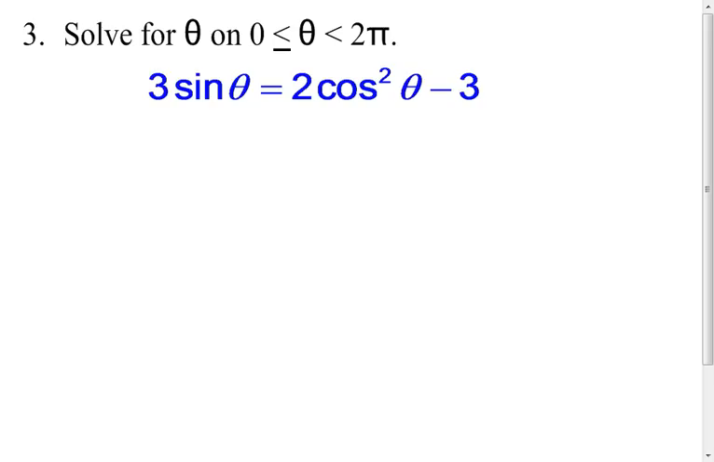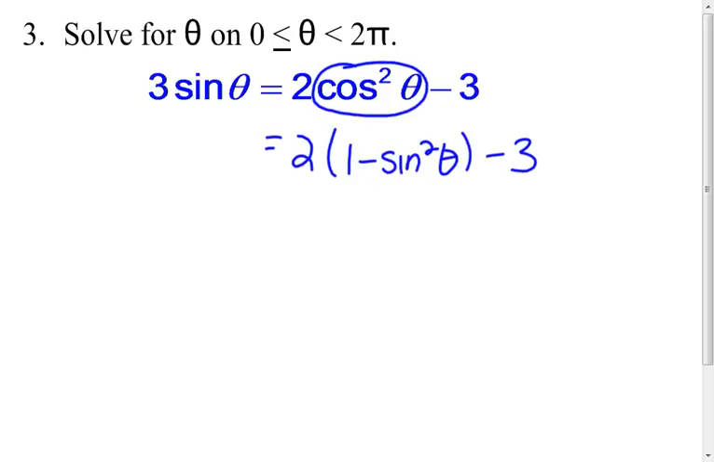Okay, this one is very similar, except notice I have sines and cosines in the same problem. And if you want to be able to factor it and all that good stuff, you can't have sines and cosines. So you want to probably replace this with its identity. And the identity for cosine squared is 1 minus sine squared. So now I have all sines in my equation.